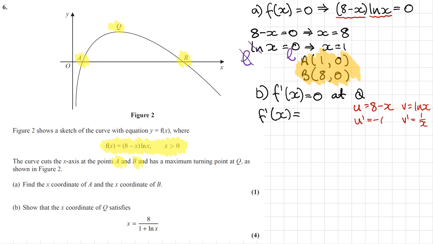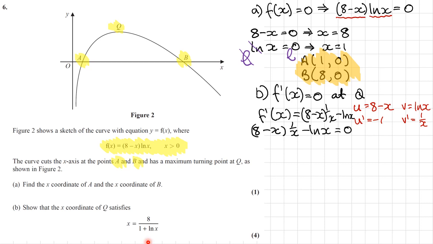So using the product rule, it's going to be these two times together. So that's going to be 8 minus x times 1 over x plus u dash v, so that's going to be negative 1 times log x, so it's basically minus log x. So I'll change that to minus log x. Okay, and we need to set that equal to 0. So you've got 8 minus x times 1 over x minus log x is equal to 0.